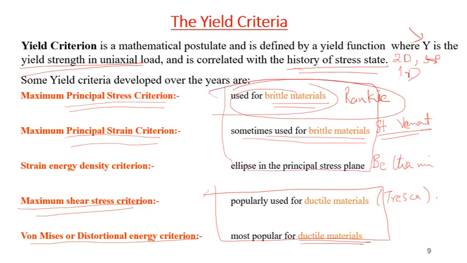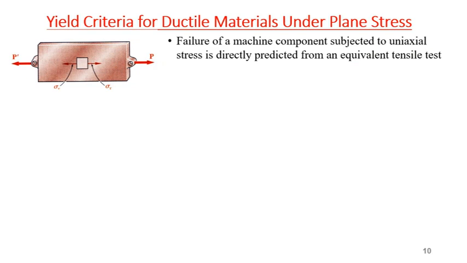But for the brittle material, most commonly used is the maximum principal stress criteria. But for the ductile material, these two criteria are used widely. Both predict almost the same value, in some cases. In pure shear cases, it's a 15% difference, but for most materials you can predict the behavior using these criteria. Okay. So, yield criteria for ductile materials.